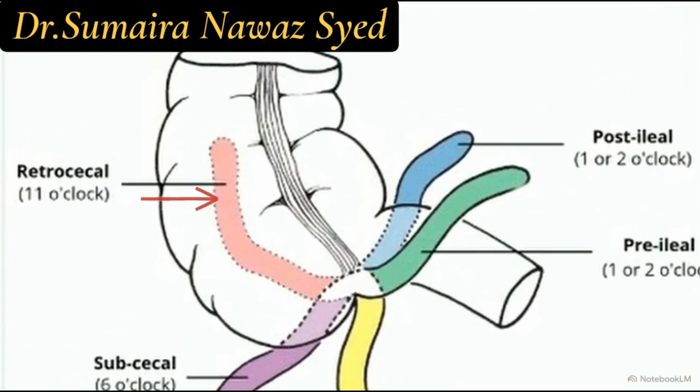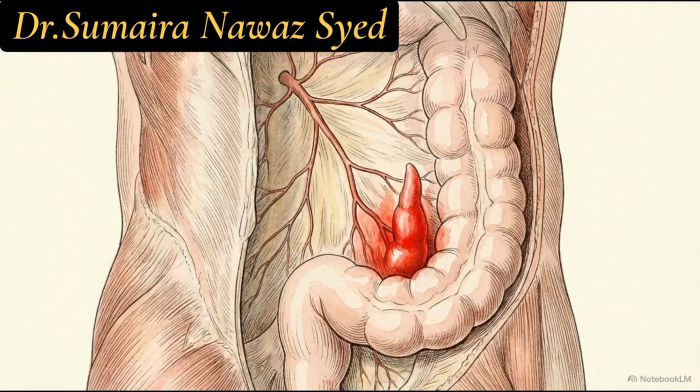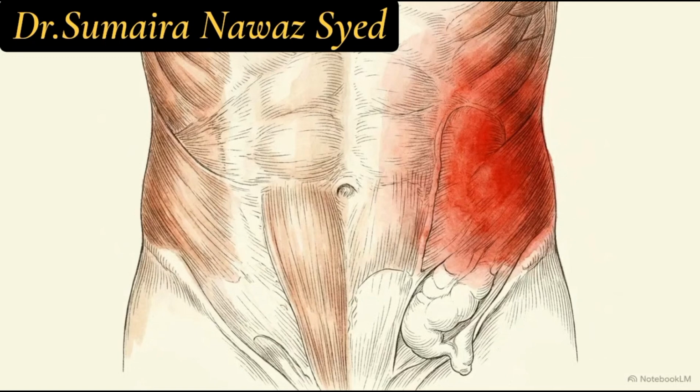The 11 o'clock or retrocecal position accounts for 70% of all clinical cases. Because the appendix sits behind the cecum in this position, inflammation often causes right flank pain, effectively masking the classic tenderness usually found in the right iliac fossa.